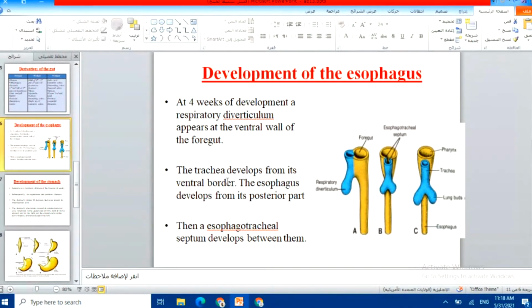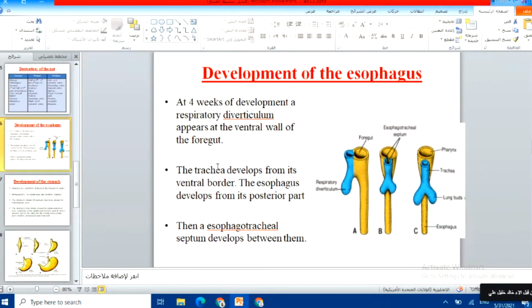What is its ventral border? It means that the trachea will form from the ventral border of the respiratory diverticulum. Later on, from this respiratory diverticulum, the esophagus will develop from its posterior part. From the ventral wall, the trachea will form. From the posterior part of the trachea, what will form?